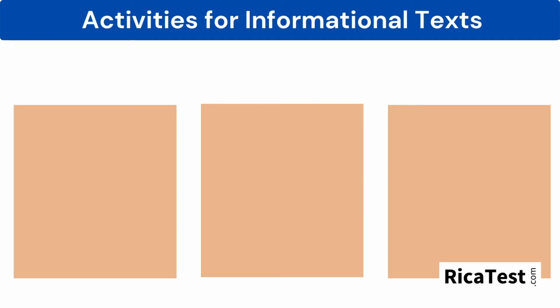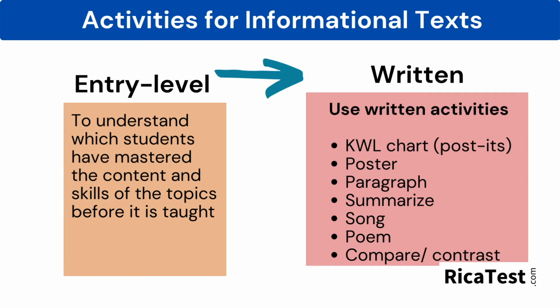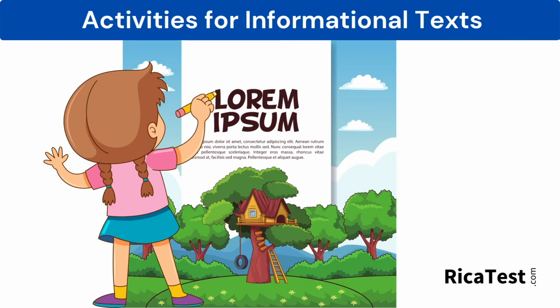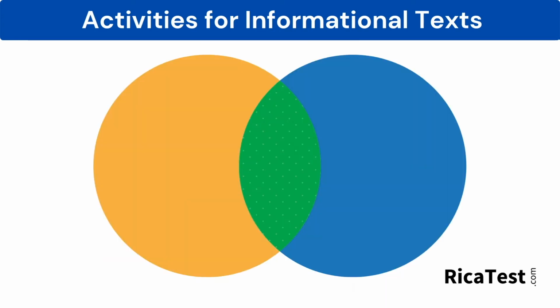However, the activity that the teacher chooses will depend on the purpose of the assessment, whether the teacher wants to understand which students have mastered the content and skills of the topics before it's taught, in which case we'll use an entry level activity, which works best for the teacher to understand each individual student's level by using a written activity, such as completing a KWL chart, making a poster, writing a paragraph about a topic or summarizing it, or adding a Venn diagram and comparing and contrasting two different topics or one topic from two different authors.